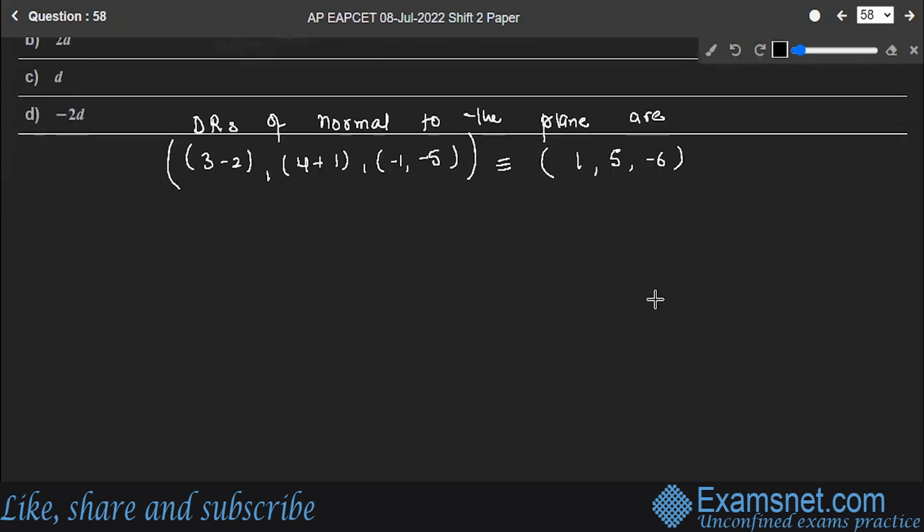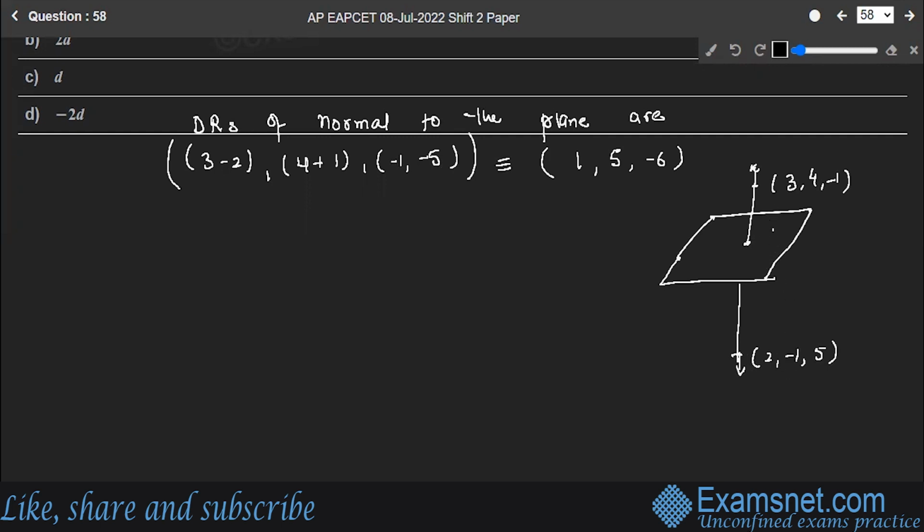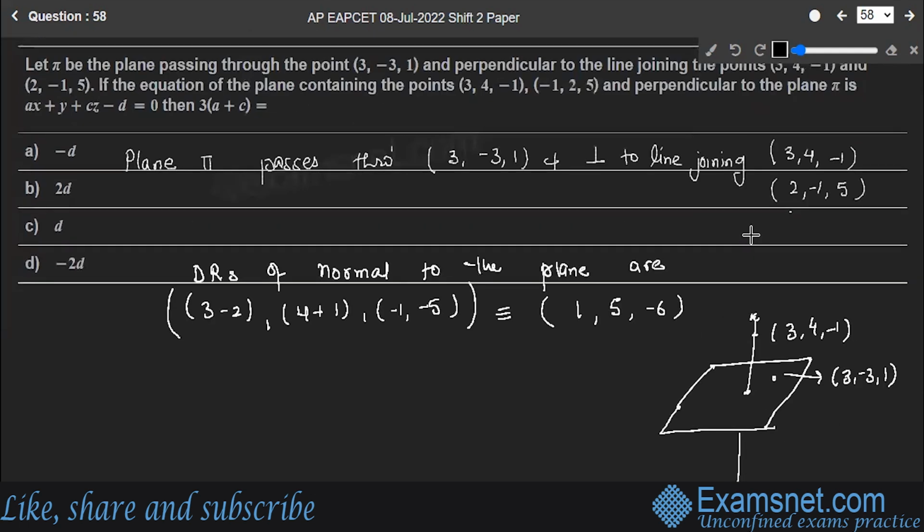Let's draw it over here, so it will be clear to you. This is the plane, and this is the line which is joining the 2 points. First one is 3, 4, minus 1, and the second one was 2, minus 1, 5. And this is the point which is lying on the plane, given by 3, minus 3, and 1.